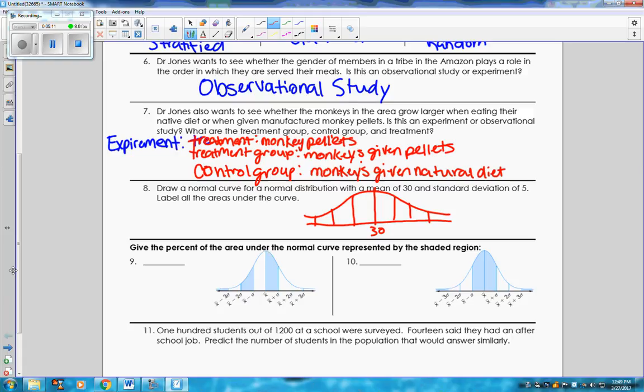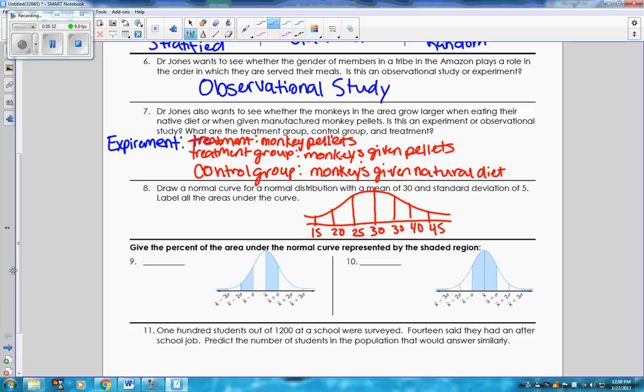So to the right, our standard deviation is 5. So my next line is going to be 35. The one after is 40, and the next one is 45. So we added 5 to go to the right. To go to the left, we're going to subtract 5. So 30 minus 5 is 25, then 20, then 15.